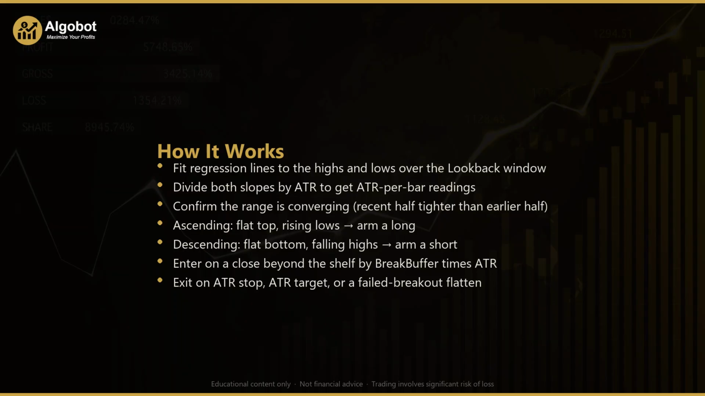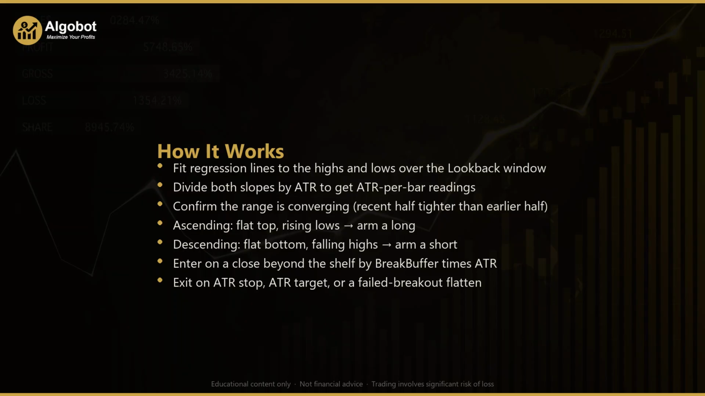Arming a side is not the same as trading it. The strategy waits for confirmation. It goes long only when an ascending pattern is armed, and a completed bar closes above resistance by BreakBuffer times ATR. It goes short only when a descending pattern is armed, and a completed bar closes below support by that same buffer. Requiring a close, rather than just a wick poke, filters out many of the false pushes through the boundary.